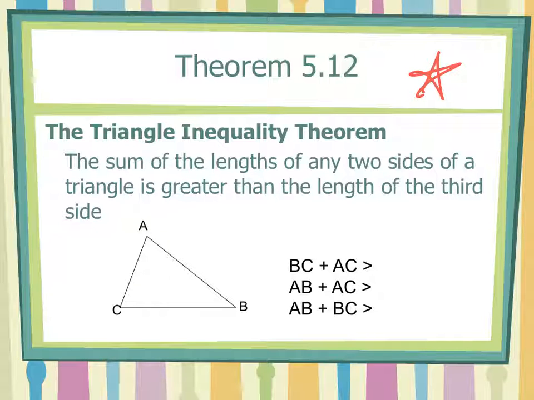The triangle inequality theorem. The sum of the lengths of any two sides of a triangle is greater than the length of the third side. So let's break this down into plain English for a moment. Would you agree that if I gave you any three straight pieces of wood, and there was nothing weird about them, just three different sizes of wood, you could make a triangle out of any of those three pieces? Yes.